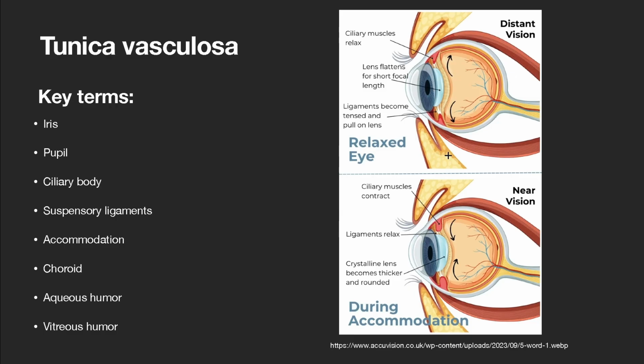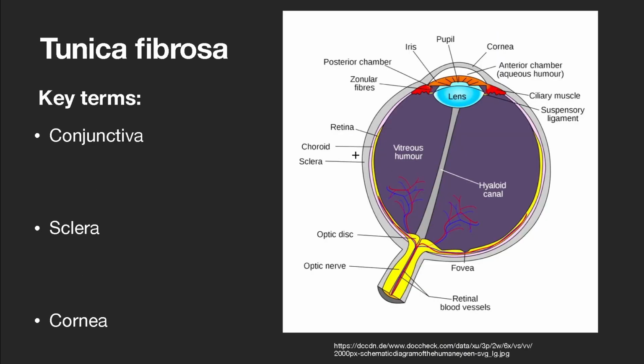Okay, next we have your choroid, and what this is, it's directly below the sclera, and it is very vascular, so it provides blood supply to the different parts of the eye. So you can see it extends all the way around, supplying blood to all these different parts.